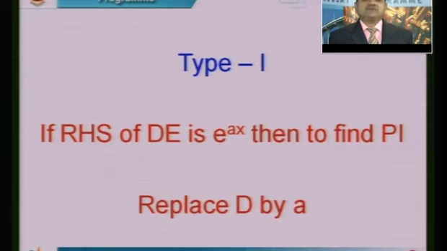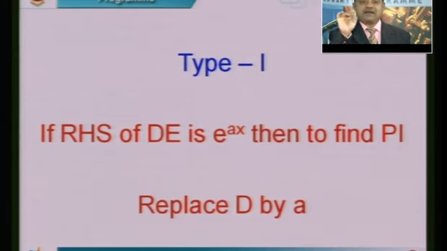And we are using the inverse differential operator method. Whatever the differential operator is, while finding PI, we write 1 by the differential operator. In that differential operator, you replace capital D by a. Generally, you will get the solution. Then what is the complete solution? Y is equal to CF plus PI. That is the complete solution of the differential equation.